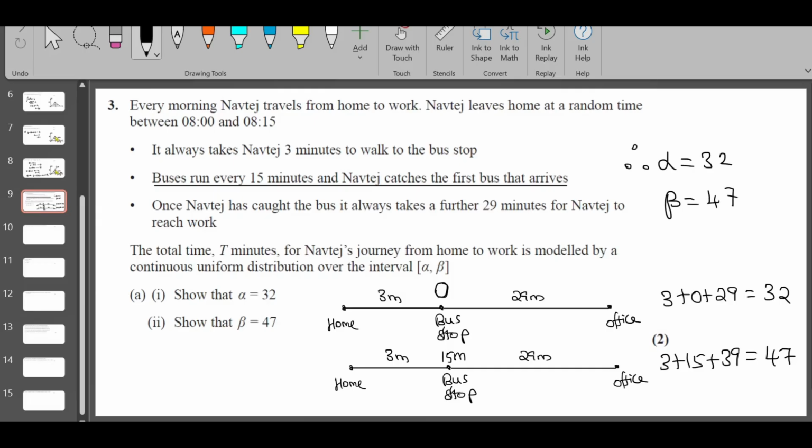You need to show this working, not the diagram. The diagram is just for your reference. This one is not necessary actually, just to confuse you. So what time he leaves doesn't matter, because they are talking about the travel time from home to office. Let's move on to part B now.